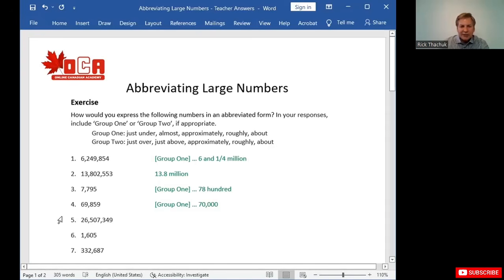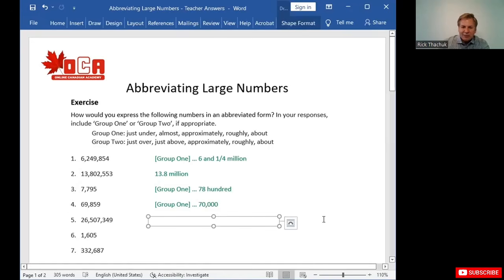Number 5, 26,507,349. Well, it's not close to 26 million. It's not close to 27 million, those even numbers. But I see this part, 507,349. That's pretty close to 500,000, which is half a million. So this number here is just over 26.5 million. Just over. So anything from group 2, any of these words will suffice. And the number will be 26.5 million.